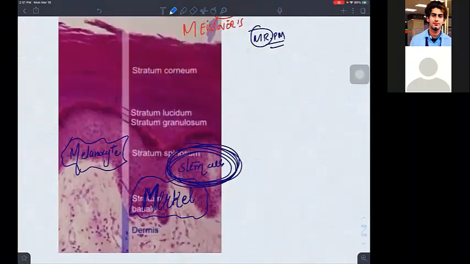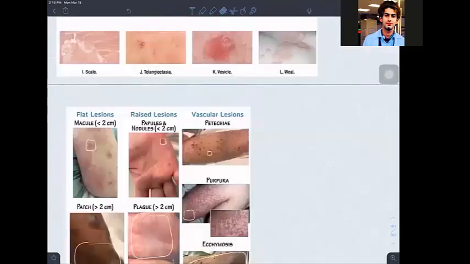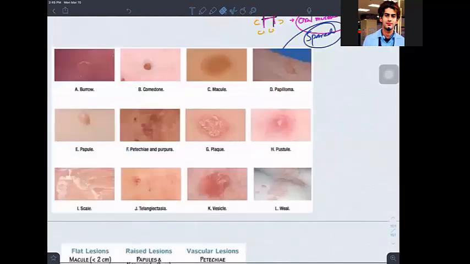So we said Langerhans cells. Langerhans cells just go below the granular layer. Let us draw them like macrophages. Now we need full concentration on some lesions. Okay, just remember some lesions.